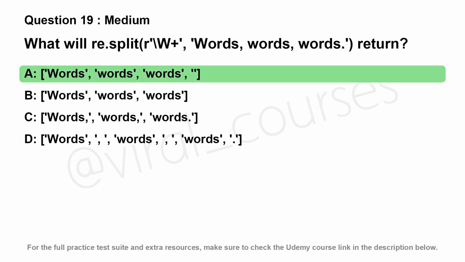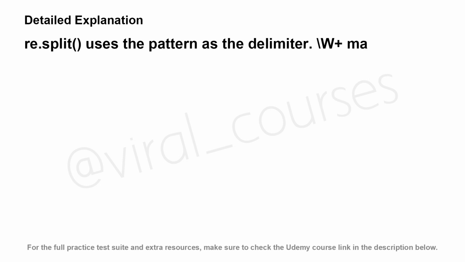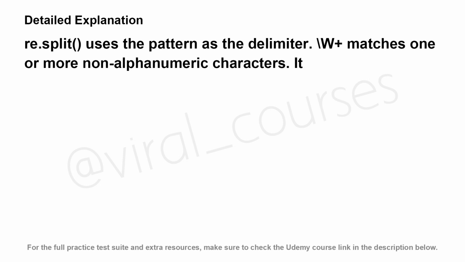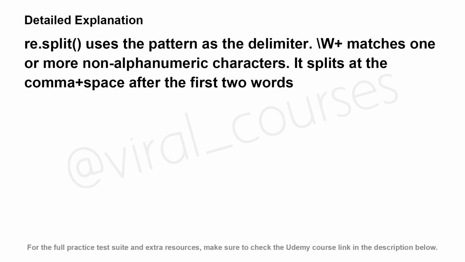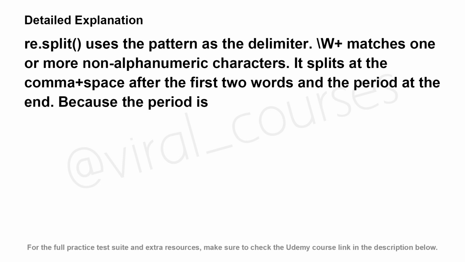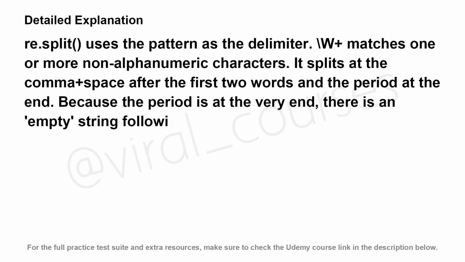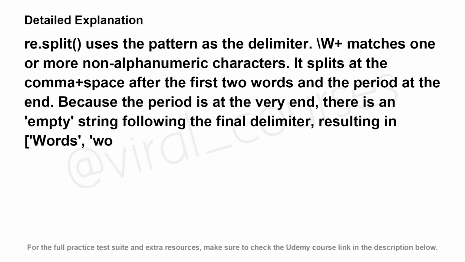The correct answer is A. re.split uses the pattern as the delimiter. \W+ matches one or more non-alphanumeric characters. It splits at the comma plus space after the first 2 words and the period at the end. Because the period is at the very end, there is an empty string following the final delimiter, resulting in a trailing empty string in the list.